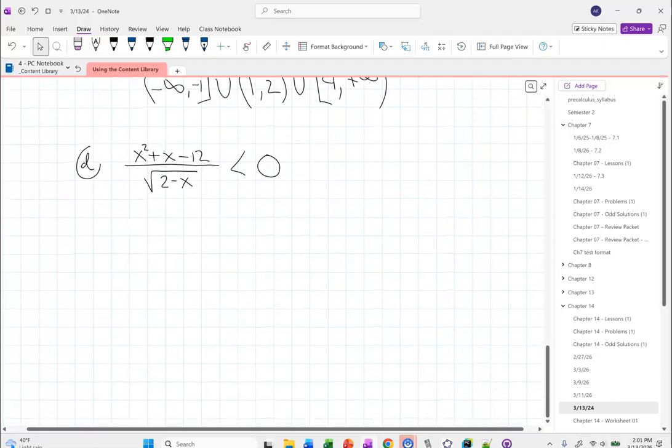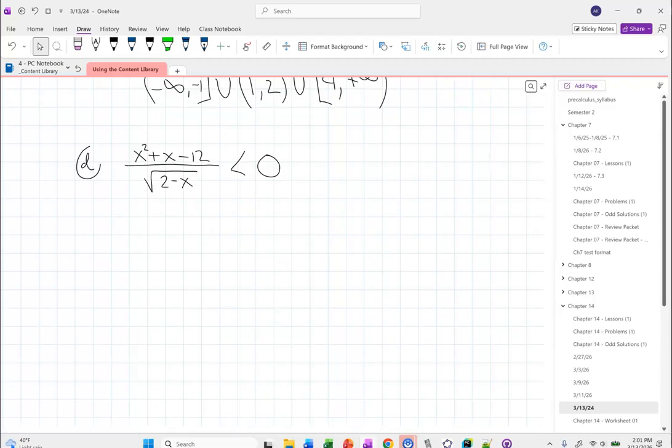Let's factor this as long as we're at it. How does x squared plus x minus 12 factor? Nope. Nope. There it is. Goodness gracious, guys. Do we need to practice this factoring again?